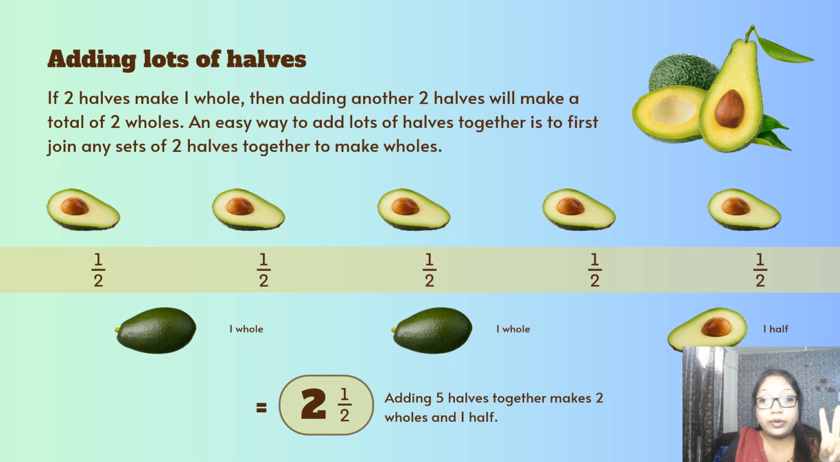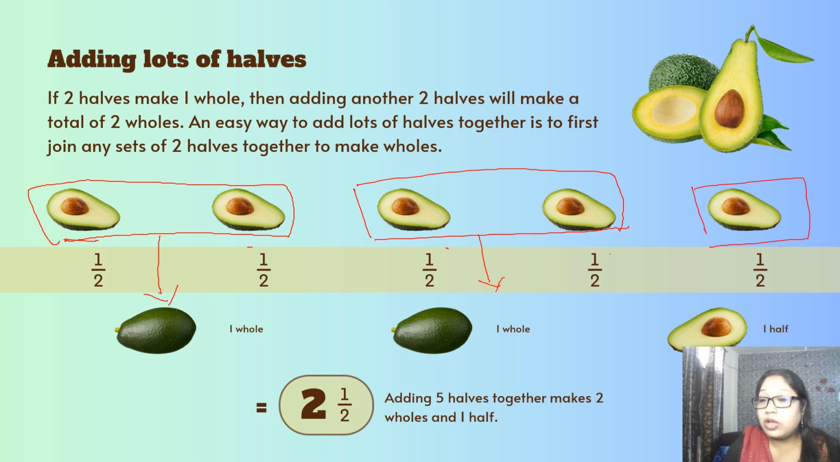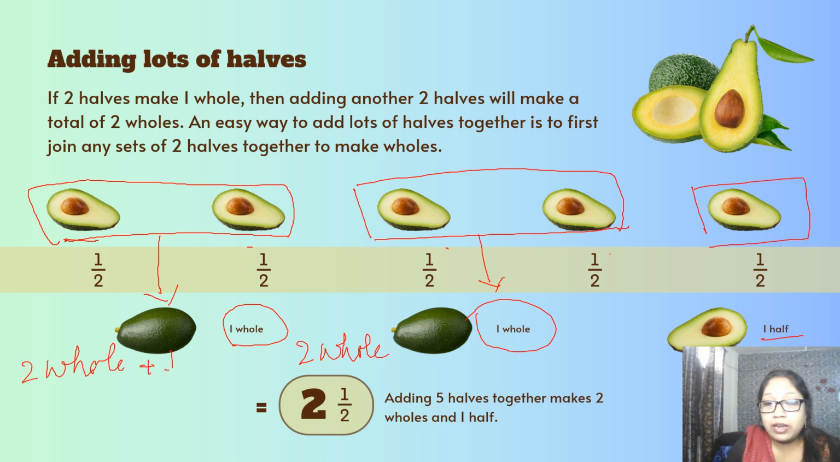In the last slide, we learned how to add 2 halves. Now we will learn how to add lots of halves. In this example, we have pieces of fruit. So we have 1 half, 2 halves, 3 halves, 4 halves, 5 halves. As we know, when we add 2 halves, it will make one whole. These 2 halves come together and make one whole. These 2 halves come together and will make one whole. And this is 1 half. So how many wholes do we have? We have 1 whole and 1 whole. That means we have 2 wholes and a half. That means 2 and a half. Right? So in this way we can add lots of halves together.